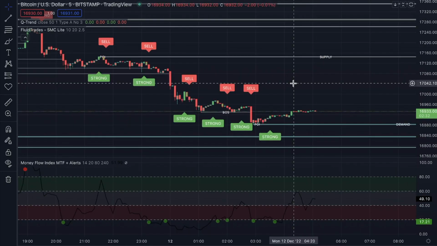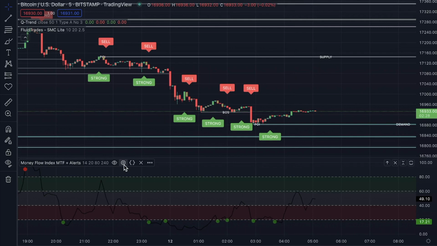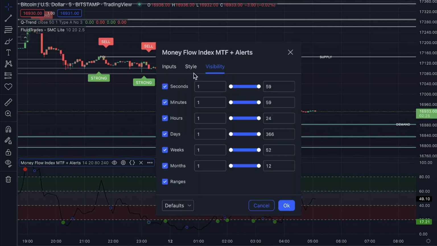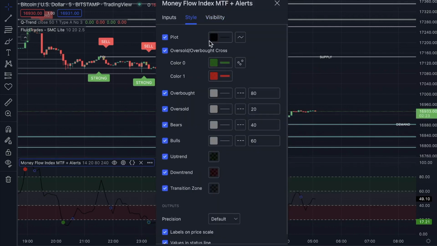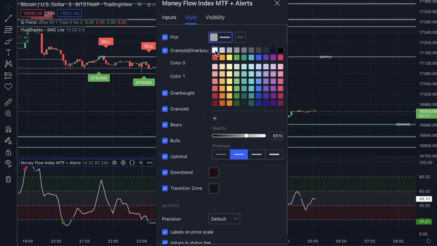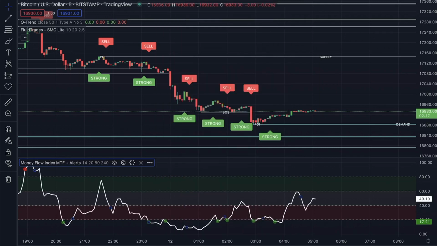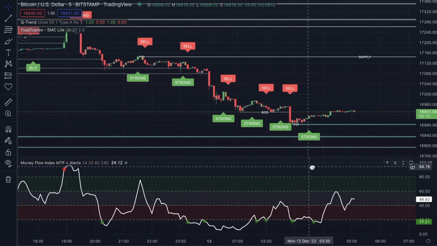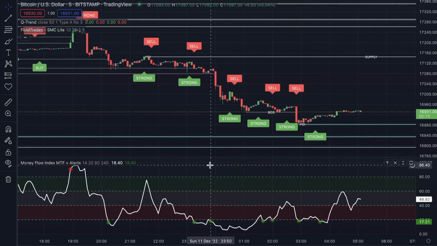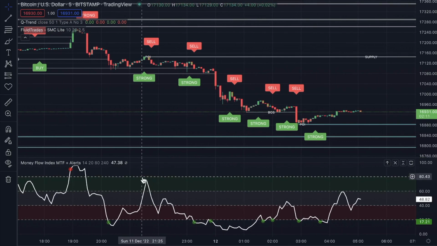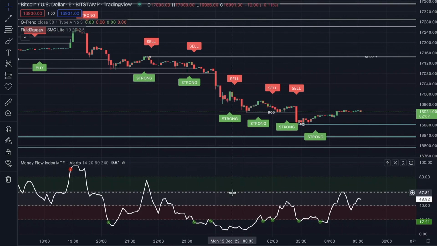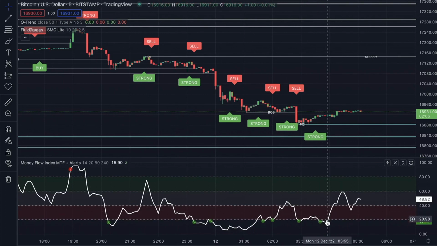Let's now edit the money flow index. Now we can barely see the line here, so let's go to the indicator settings and in the style section, let's change the color of the plot so that it's more legible. This indicator helps us identify if the market is overbought or oversold. When the white line crosses into the green section, the market is considered to be overbought. When the line crosses into the red zone, the market is considered to be oversold.